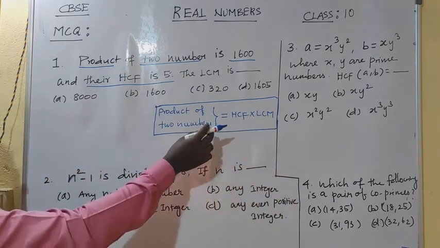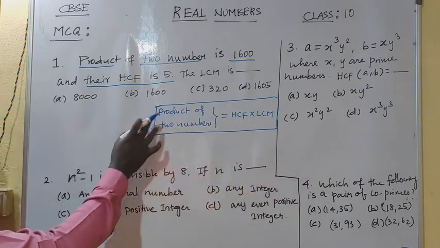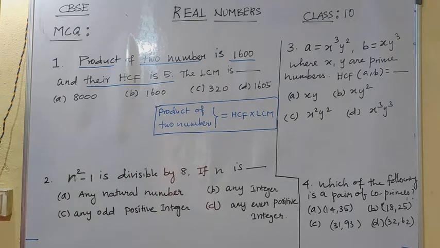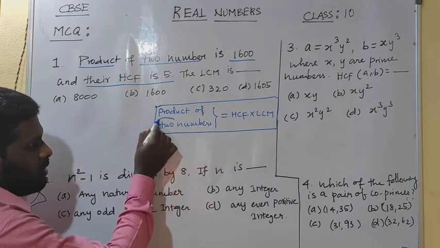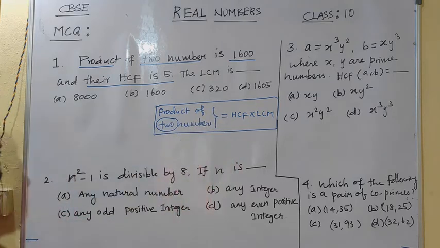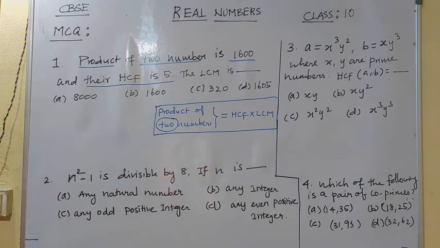Any two numbers HCF and LCM, if you are multiplying now, that answer definitely will be equal to product of those two numbers. Okay, listen, this formula applicable only for two numbers. Okay, if it comes three numbers, you should not struggle with this formula. This is possible only for two numbers products and two numbers HCF and two numbers LCM children.